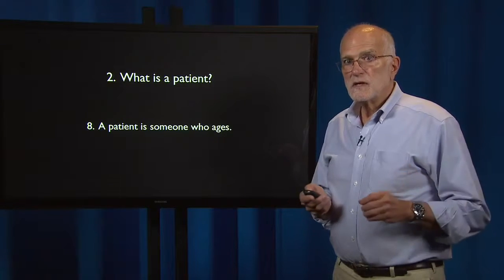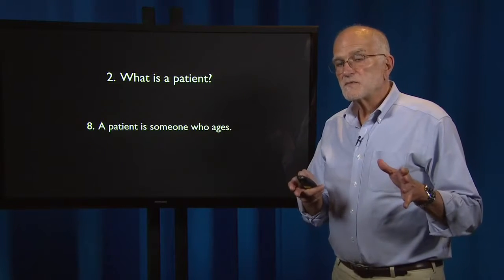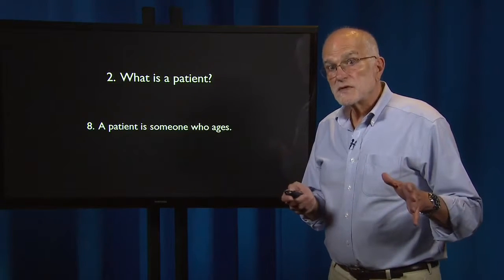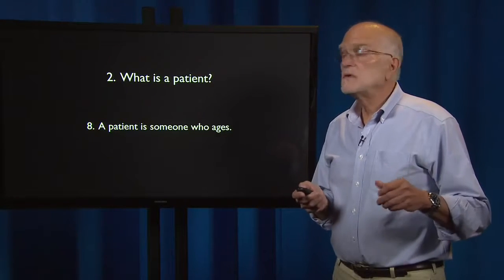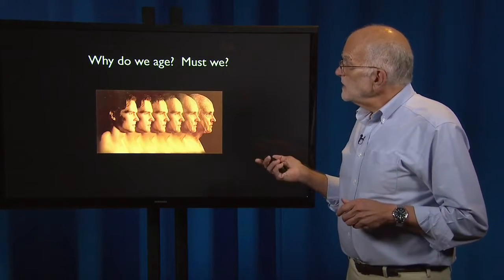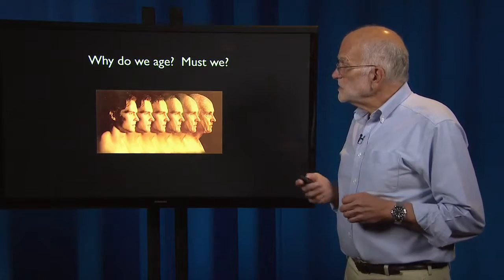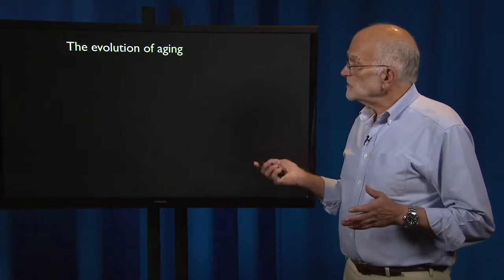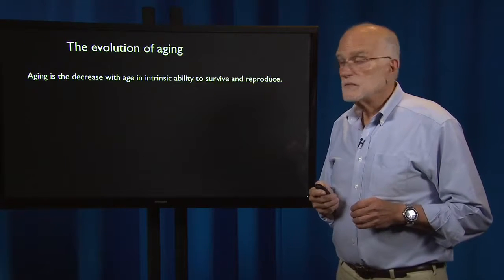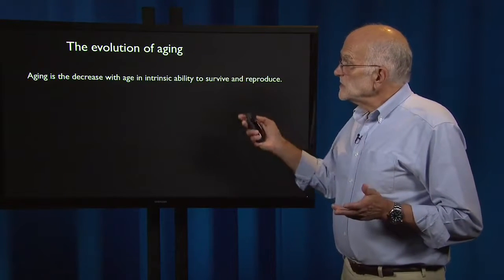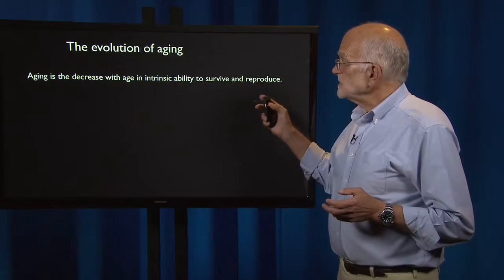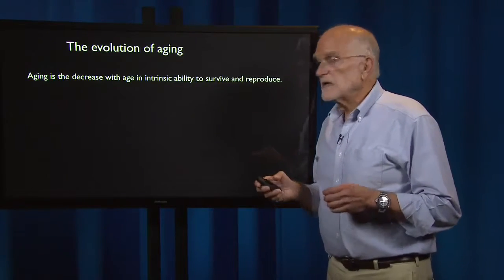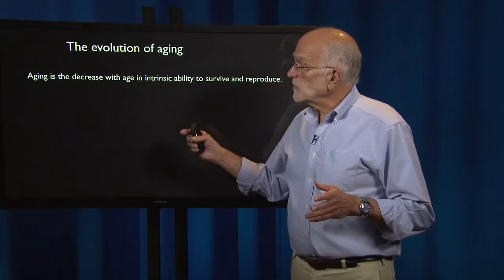One of the most important ways to look at patients is as organisms that age. And all organisms that reproduce asymmetrically must age. We certainly do. Why do we age? Must we age? These are both very important questions, and the evolutionary theory of aging has given us good answers to them. Aging is the decrease with age in intrinsic ability to survive and reproduce. And I'd like to emphasize these words in the sentence.